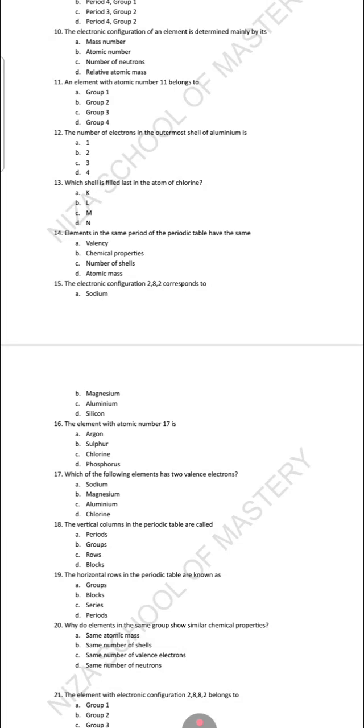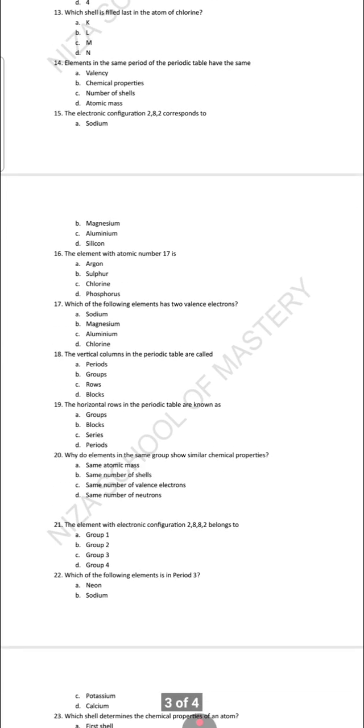Number 14, elements in the same period of the periodic table have the same number of shells. The electronic configuration 282 corresponds to magnesium. Magnesium has atomic number of 12, so 12 electrons, 282. Number 16, the element with the atomic number 17 is chlorine. That's chlorine, 17.